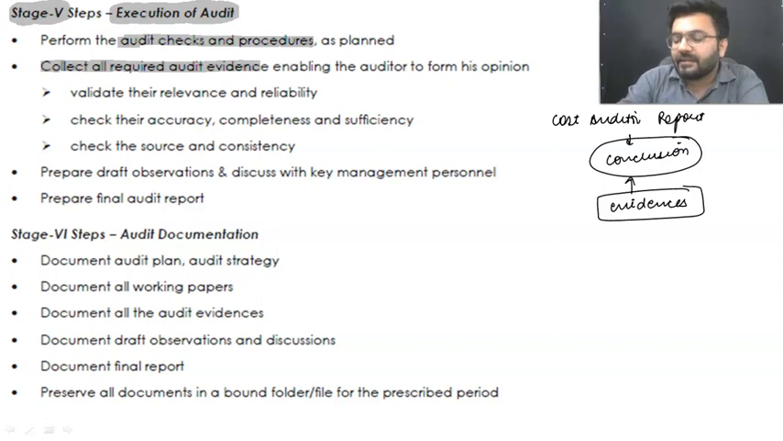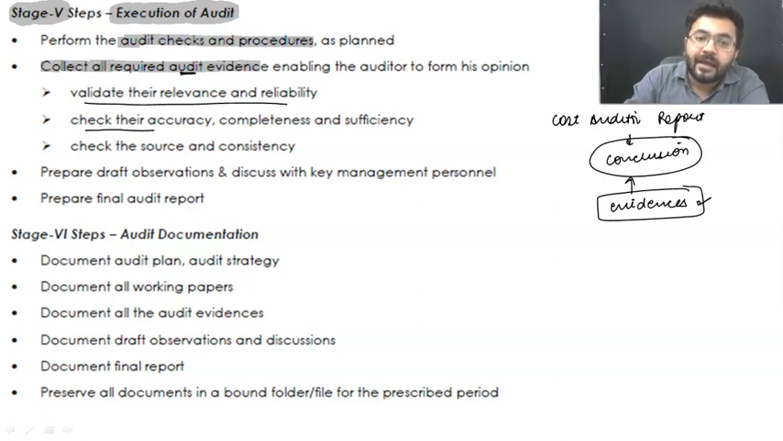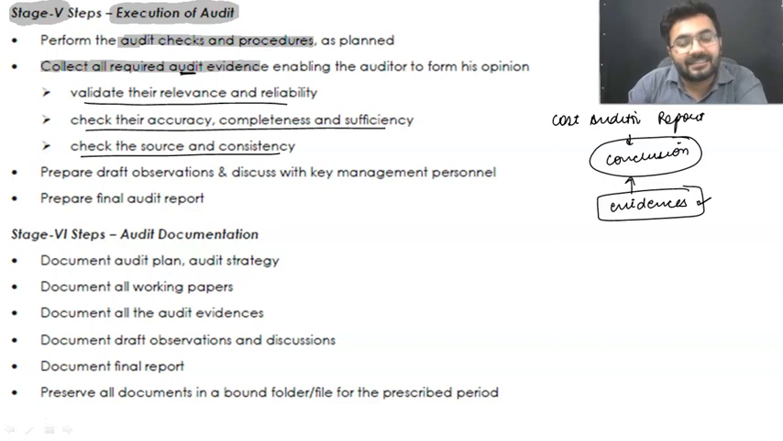See, for every transaction, if you are saying that the materials being consumed are of a low yielding variety, then you need to prove how you can say that. There should be supportive evidence all the time. The evidence needs to be qualitative and competent. So first of all, whenever you get evidence, you need to check whether it is relevant, reliable, accurate, complete, and sufficient. And after that, you check its source and consistency.